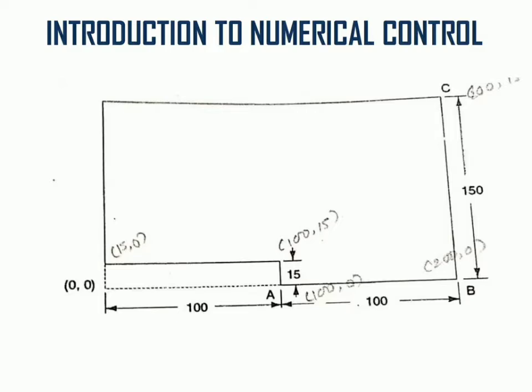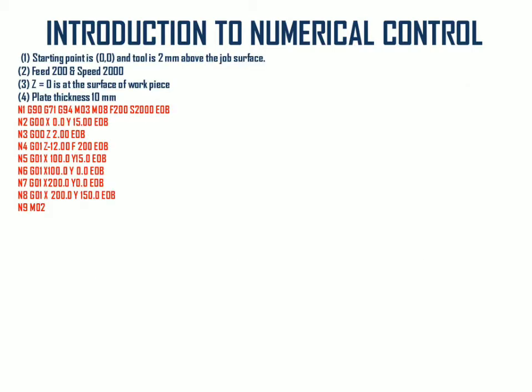So first of all, we need to calculate the coordinates of each point where the profile needs to be created. So consider a corner of the product as the origin. Then we start to write down the program. So first of all, understand what the different conditions given in the program are. The starting point is the origin 0,0.